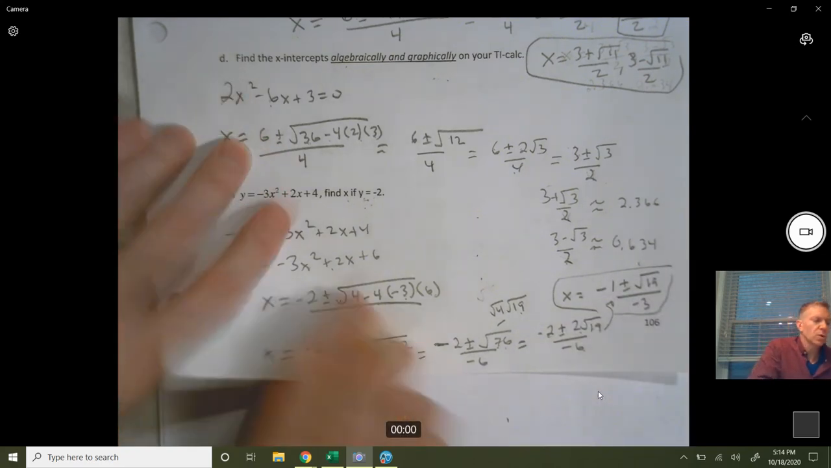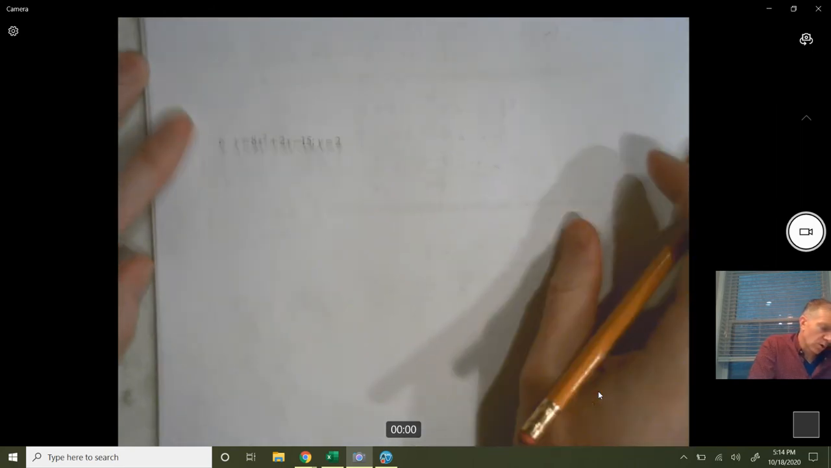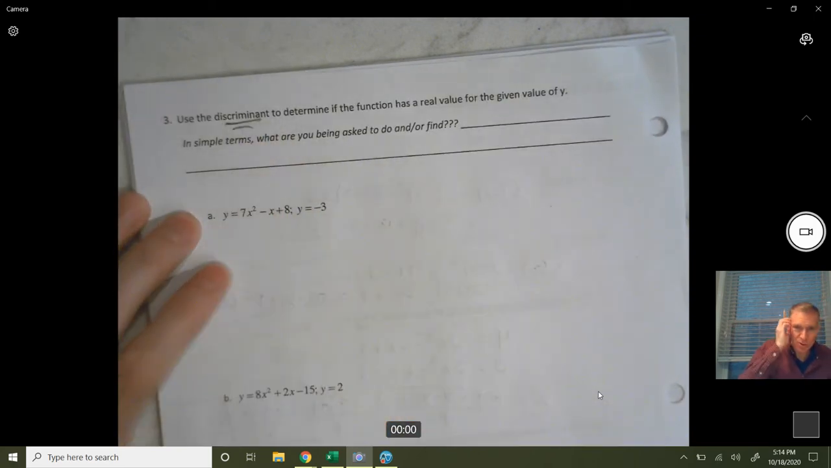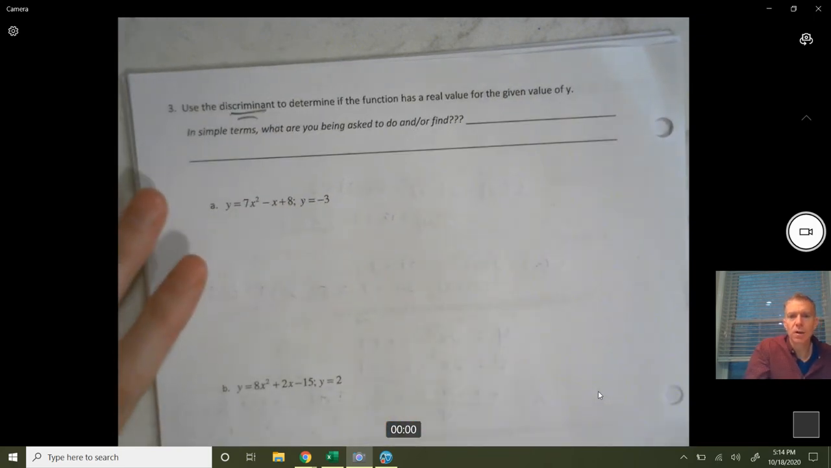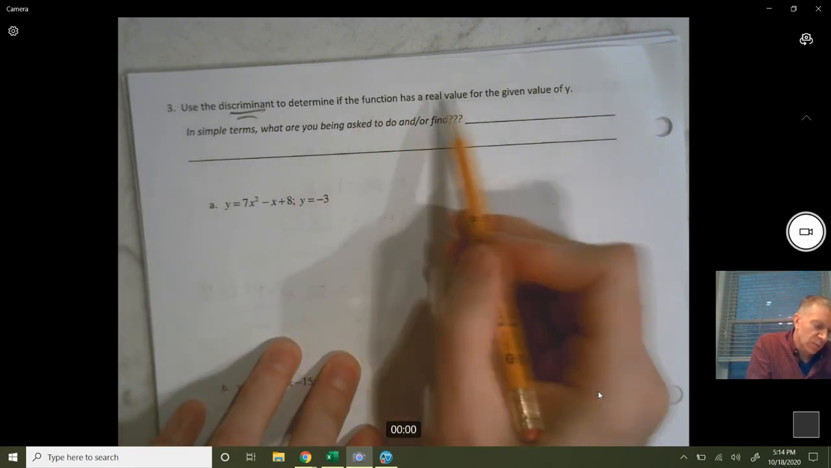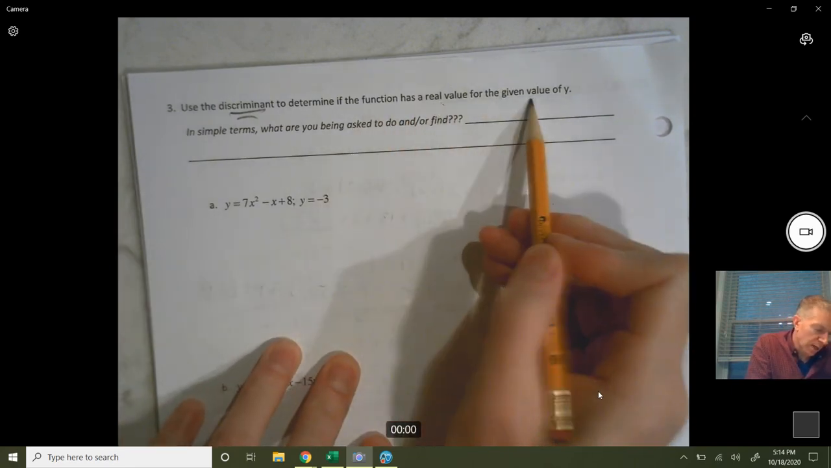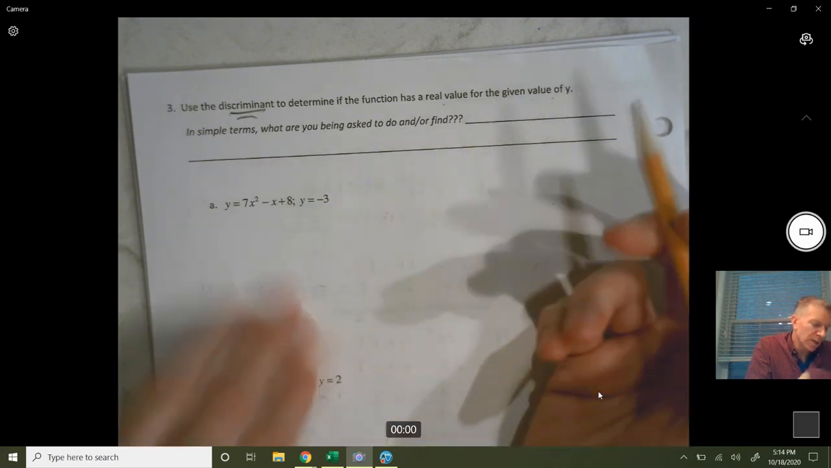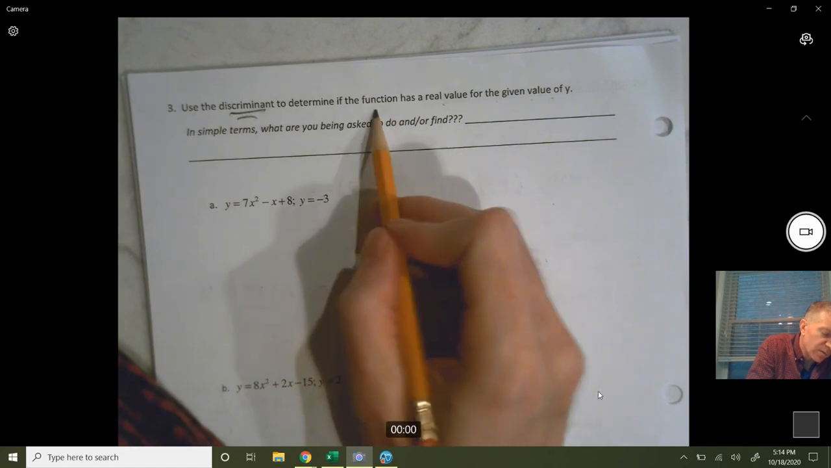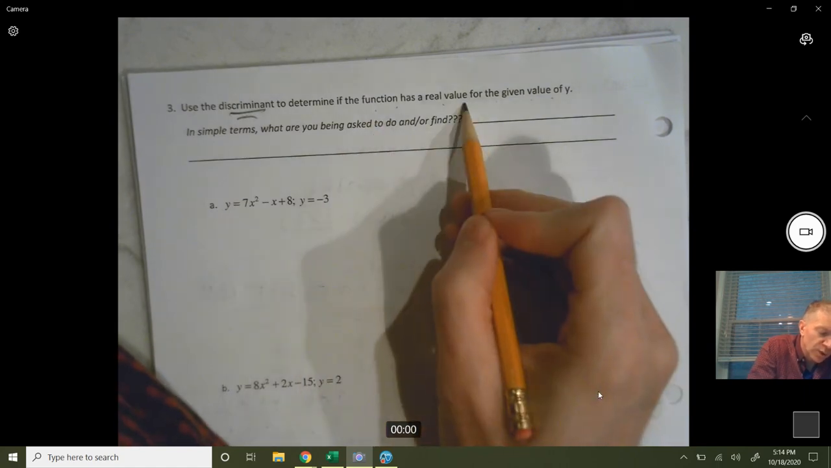All right, let's go to the next page, and we're gonna wrap this up. Use the discriminant. So now we're going to use the discriminant to determine if there are any real solutions, if the function has a real value for the given value of y. In simple terms, what are we being asked to do? We're using the discriminant to determine if the function has a real value for the given value of y.